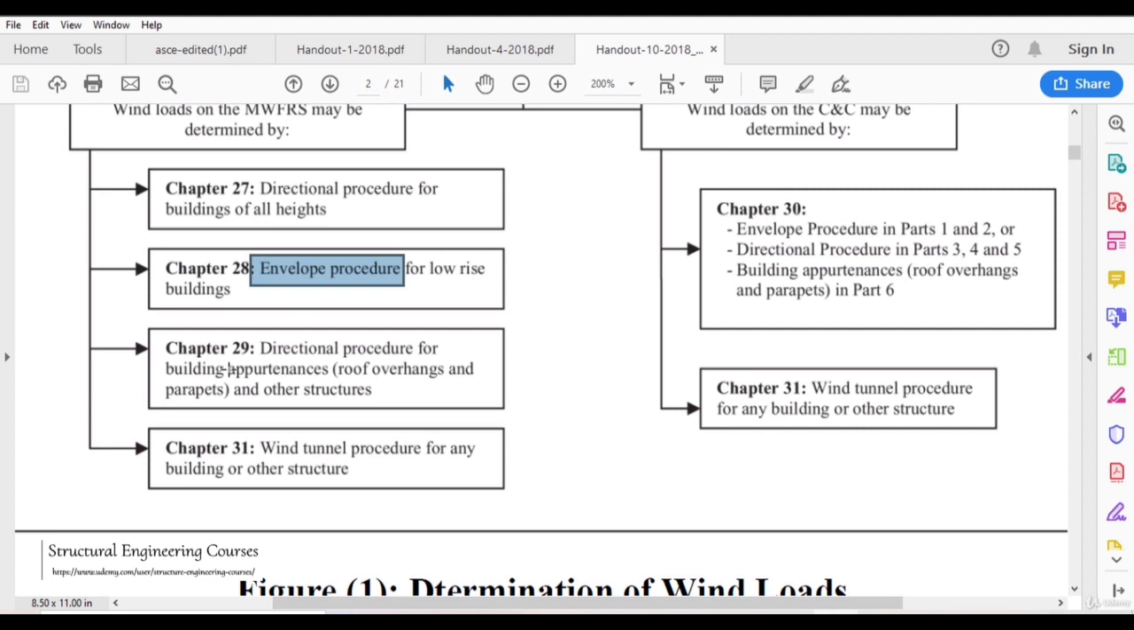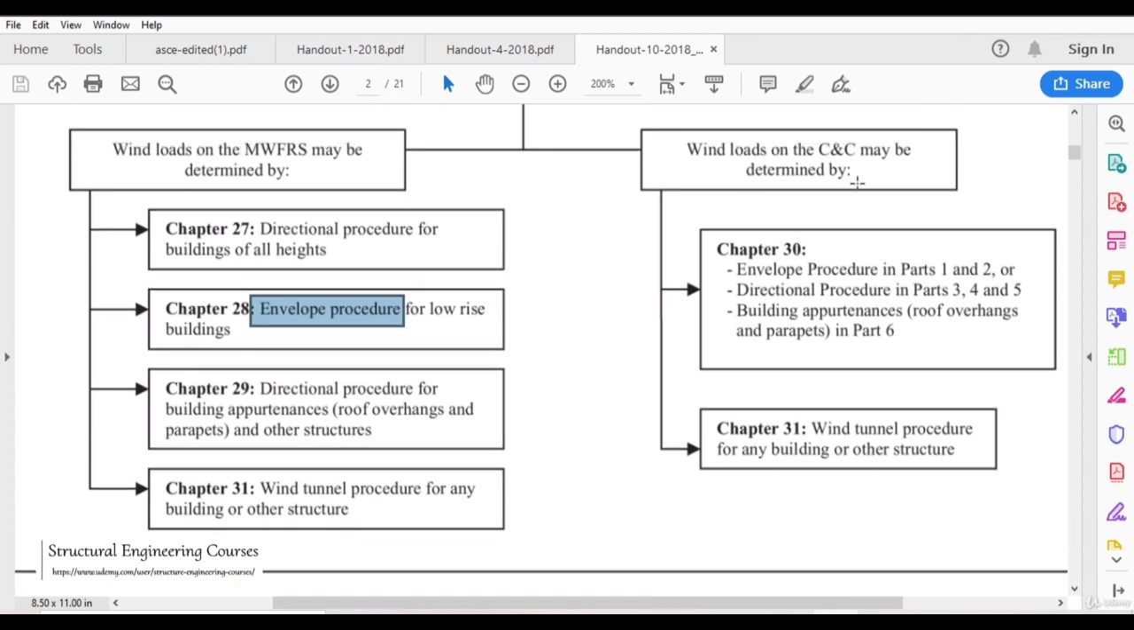After that we can refer to chapters 30 and 31. Chapter 30 deals with the envelope procedure in parts 1 and 2, or the directional procedure in parts 3, 4 and 5. In these chapters they have also explained the wind loads on components and claddings.